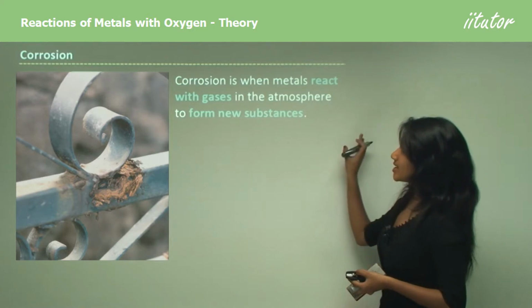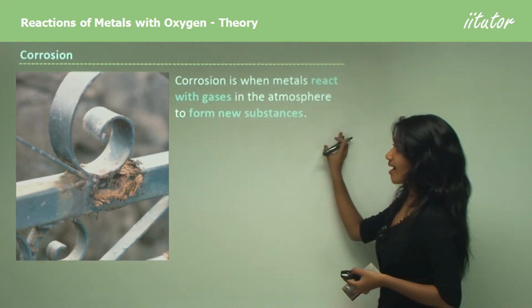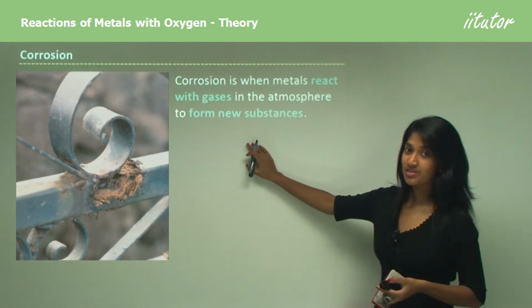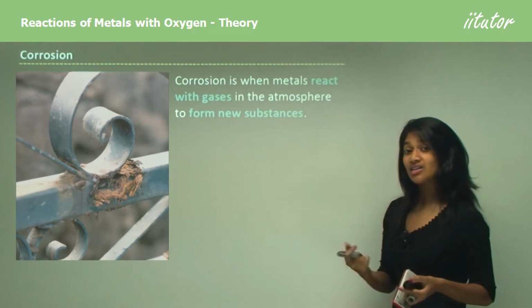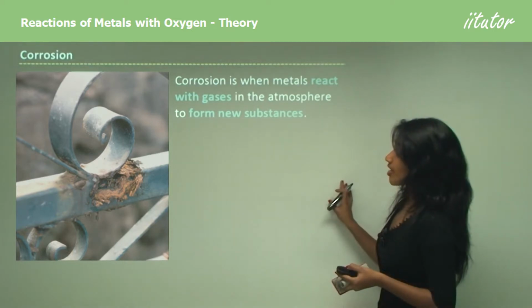Corrosion is when a metal reacts with gases in the atmosphere to form new substances. Now corrosion is a very big problem, and you may have encountered it as rusting of iron nails in your everyday life.